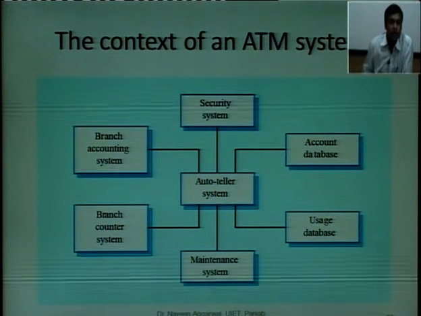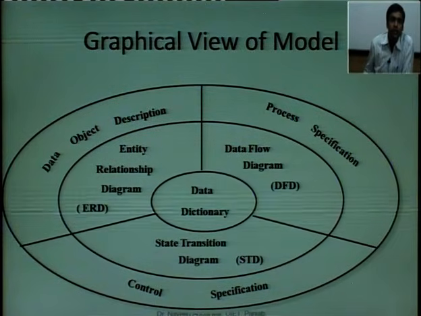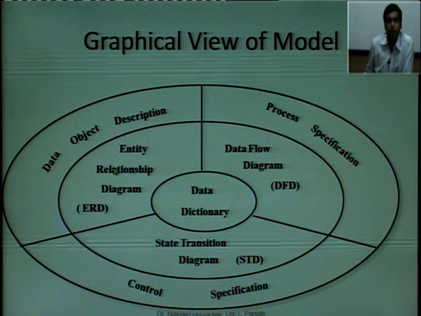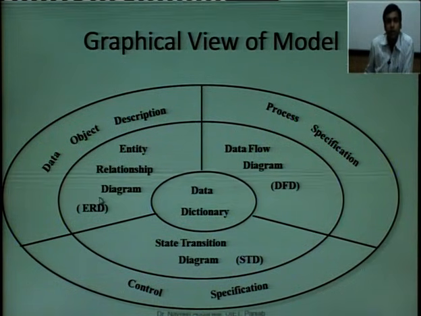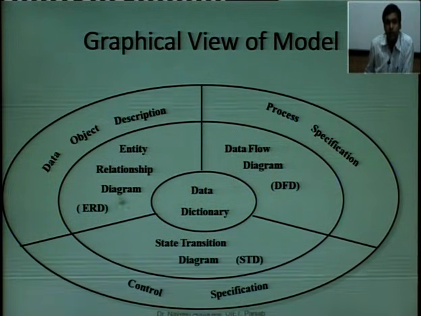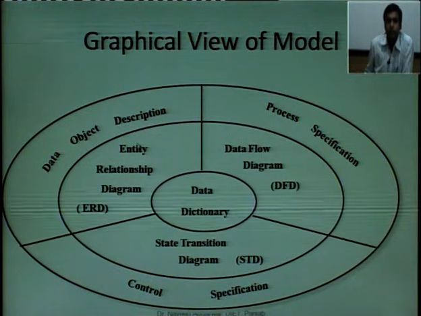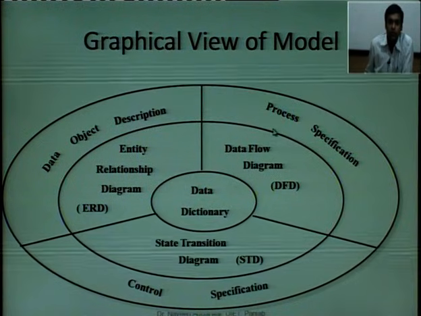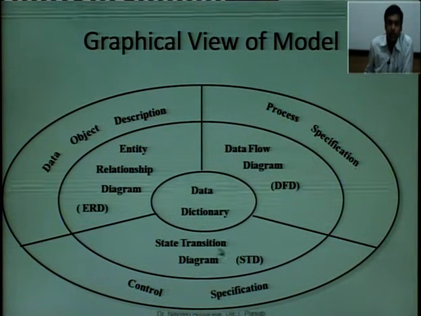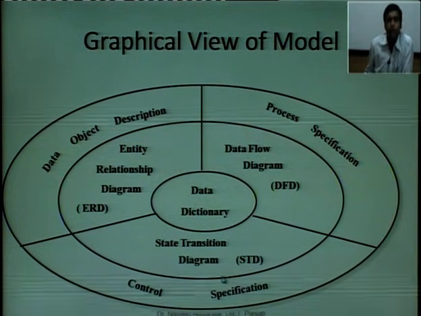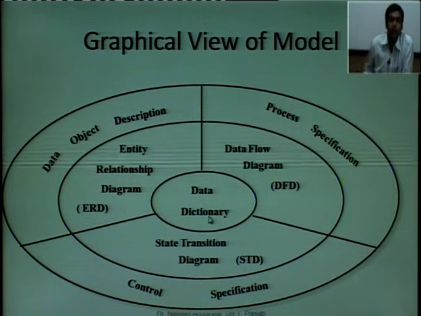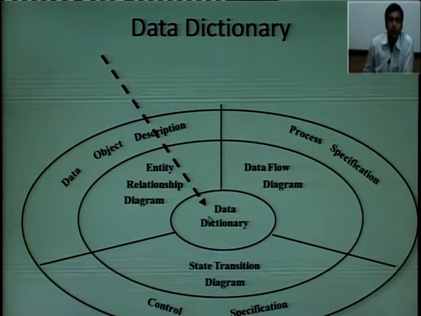After setting the context, we come to the analysis model, the graphical view. We have to prepare three kinds of diagrams: ER diagrams describing each entity of a system, data flow diagrams describing each process and its specification, and the state transition diagram which gives us the control specification of the system. Along with each diagram, we have to provide the data dictionary. So what is a data dictionary?